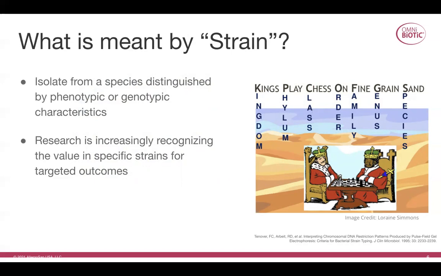You'll notice that within this taxonomy, there is no strain mentioned. So what is a strain? It is isolated from a species, and it's distinguished by genotypic and/or phenotypic characteristics. Specific strains are then tested for targeted outcomes.